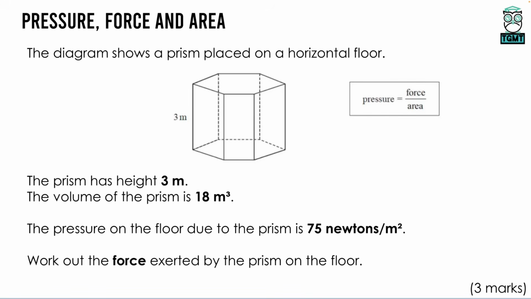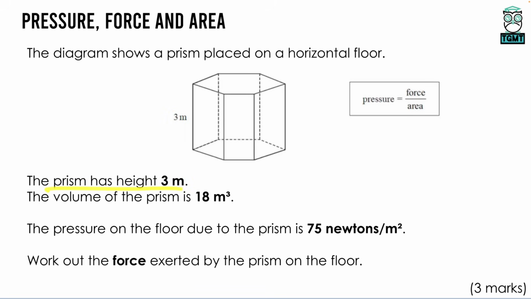Okay, so one of these questions that always catches students out, we've got pressure, force and area without a calculator. It says the diagram shows a prism placed on a horizontal floor. We're given the formula, pressure equals force over area, and we're given that the height of this prism is 3 meters. It does tell us that.